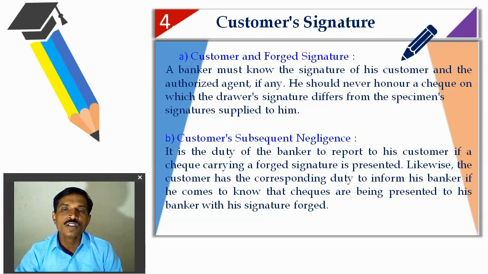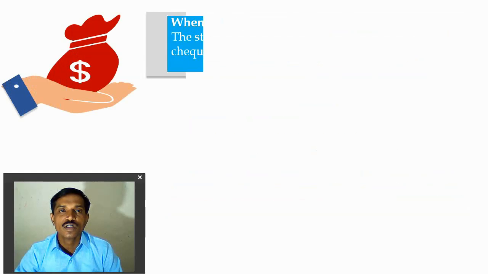Regarding customer's subsequent negligence, it is the duty of the banker to report to his customer if a check carrying a false signature is presented. At that time the bank must inform the customer that a false signature is presented. Likewise, the customer has the corresponding duty to inform his bank when he comes to know that checks are being presented to his banker with a fraudulent signature. If the customer knows his signature is forged and the check is presented and he does not inform the bank, then the bank is not liable to compensate the customer, and there is protection for the bank.